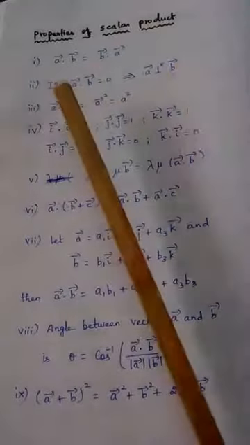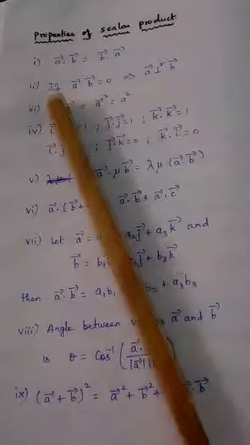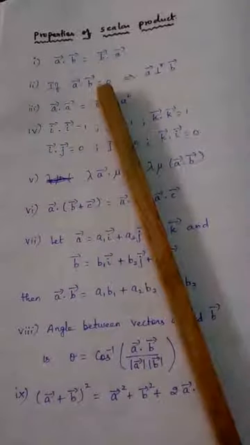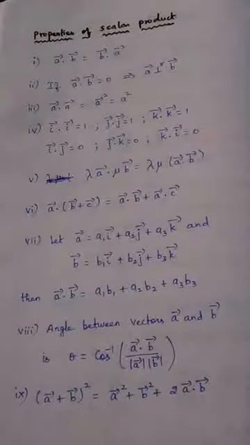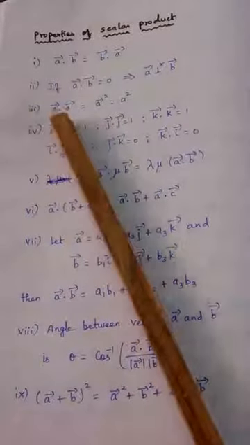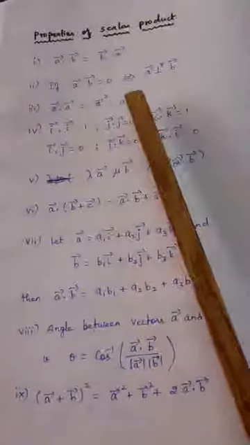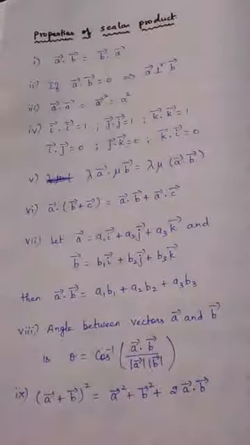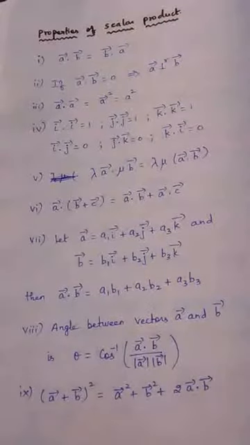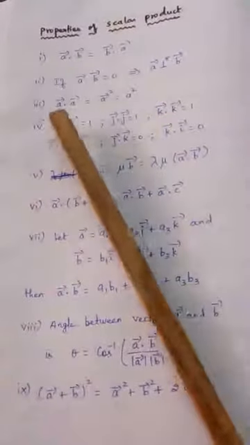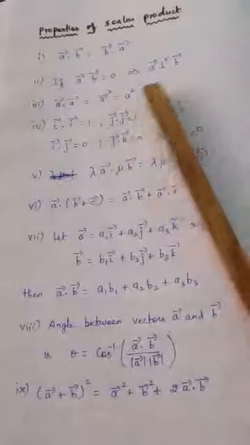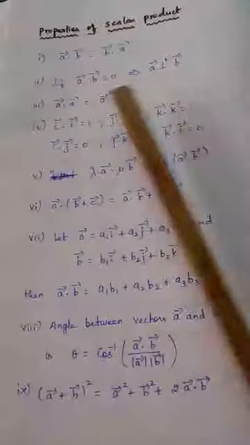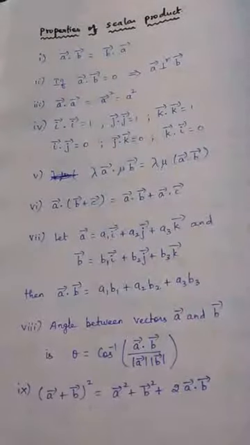These are all important results that you should keep in your mind. You should remember, if the dot product becomes 0, then the vectors are perpendicular. If A vector dot B vector equals 0, it means A vector and B vector are perpendicular. Third one, A vector dot A vector can be written as A vector square or simply A square. So A square and A vector square both are equal. You should keep that in your mind.